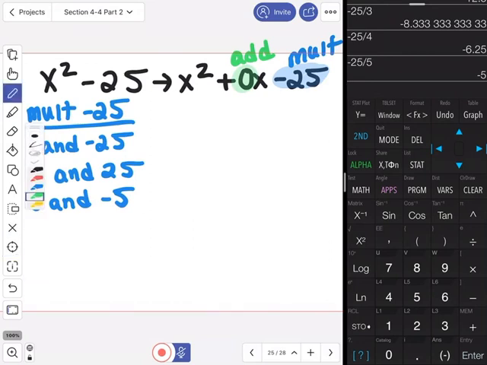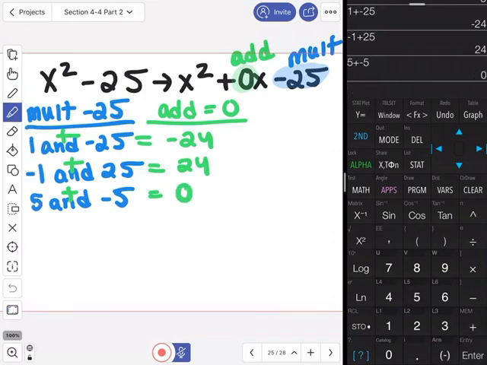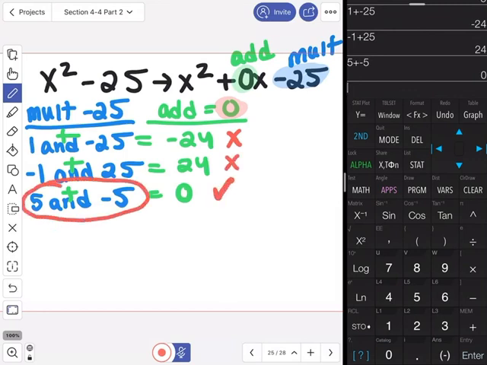So if I want to figure out which set of these numbers adds to equal 0, I can check each possibility. So I can add 1 plus negative 25, which equals negative 24. Then I can add negative 1 plus 25, which equals 24. And my last pair of 5 plus negative 5 equals 0. So negative 24 doesn't work, 24 doesn't work, but 0 does work, meaning that we can use 5 and negative 5.